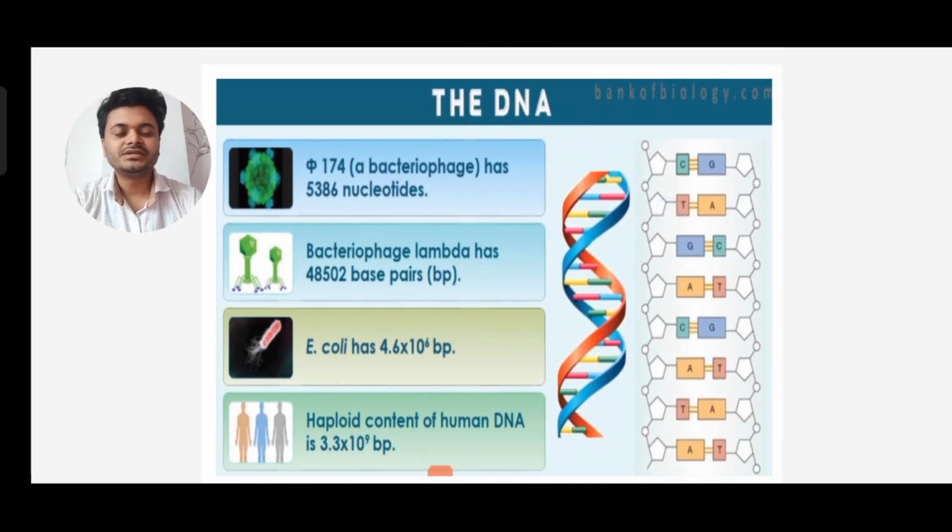You can see the DNA of a bacteriophage has 5386 nucleotides. Bacteriophage lambda has 48,502 base pairs. E. coli has 4.6 × 10^6 base pairs, and the haploid content of human DNA has 3.3 × 10^9 base pairs.